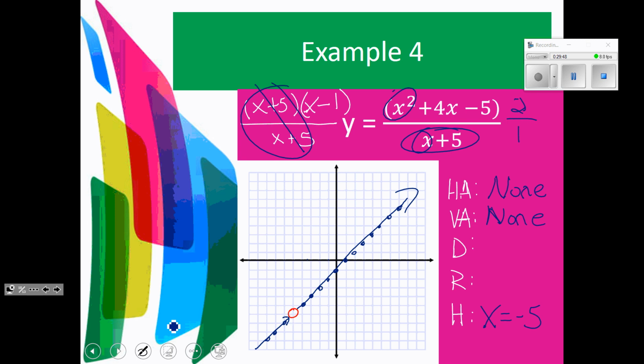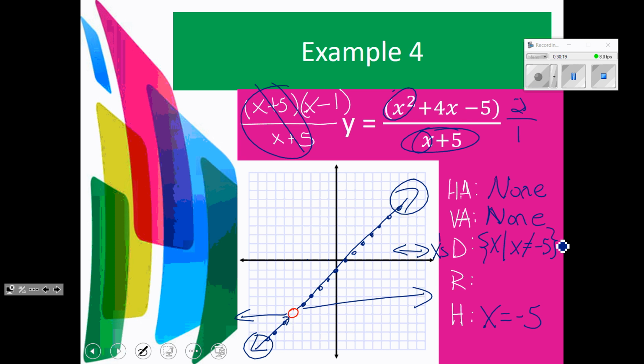Let's look at domain. That's your x's, x's run left and right. So how far to the left does he go? He goes forever. How far to the right does he go? He goes forever. But my question is, is there a break in the graph? And yes, there is. So it would be all x's except x cannot be -5.